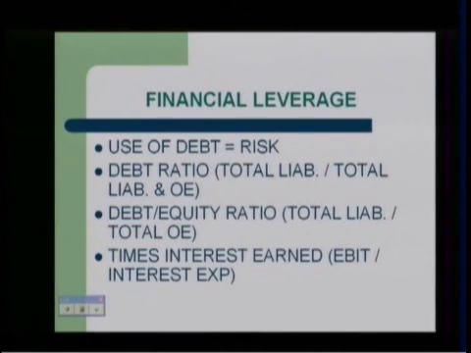How much of our financing came from debt, how much from equity, what's the relationship? And then finally we look at the times interest earned, which tells us how much of our earnings can we pay out in interest. That EBIT that you see on that slide stands for earnings before interest and taxes. And you can compute that by taking net income, adding back your income tax expense, adding back your interest expense, and then dividing by your interest amount.